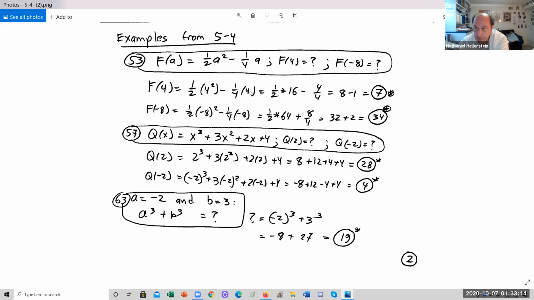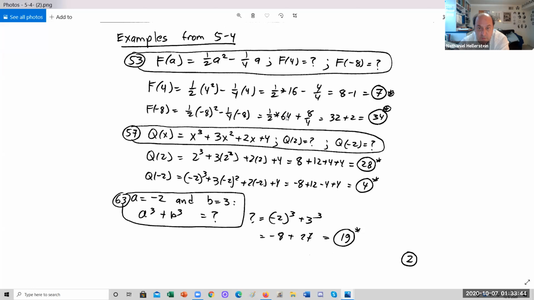Now it's a matter of evaluating. 4 squared is 16, so 1/2 of 16 minus 1/4 of 4, that's 4/4. 1/2 of 16, that's 8, minus 4/4 is 1. 8 minus 1, that's 7. Is that clear? Good. F of -8 is 1/2 of -8 squared minus 1/4 of -8.